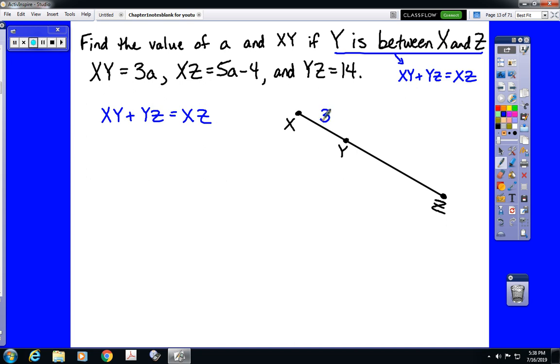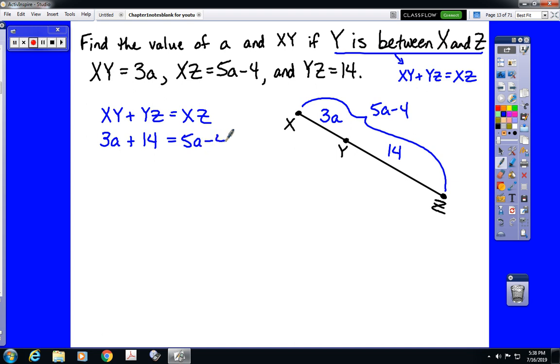XY is 3a, YZ is 14, and the entire length, XZ, is 5a minus 4. So we plug those values in: 3a plus 14 equals 5a minus 4. That is an equation with a variable on each side. So we move the variables to one side, say we subtract 3a from each side, and we add 4 to each side. That will move the variable to one side and the number to the other.